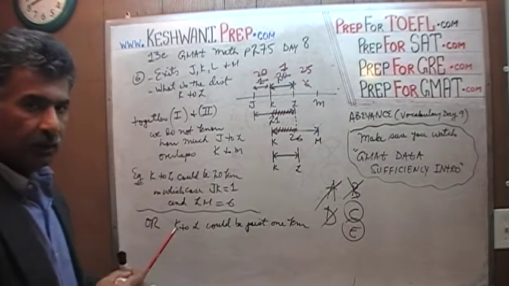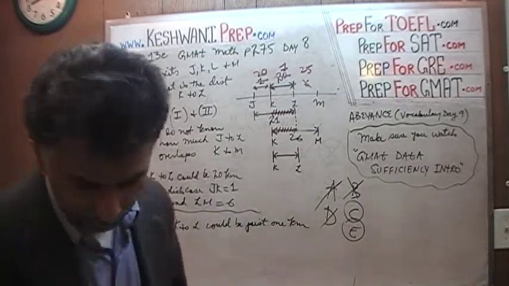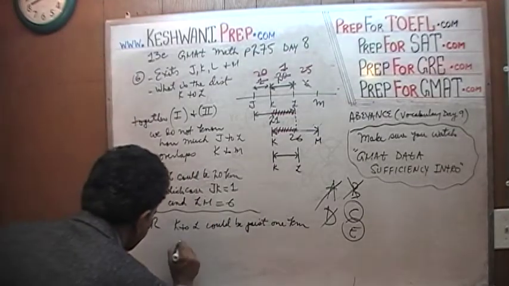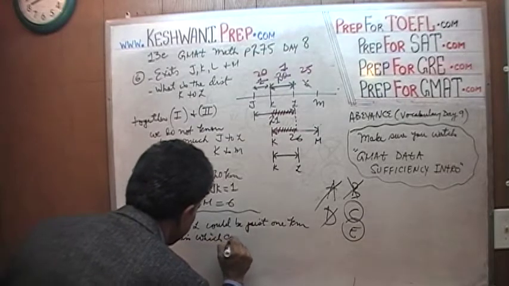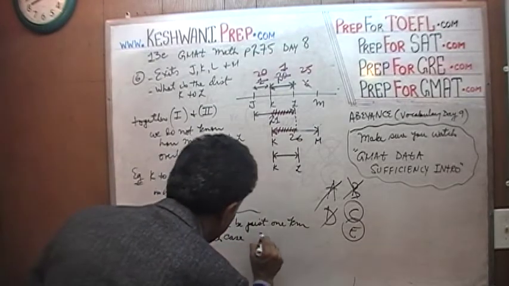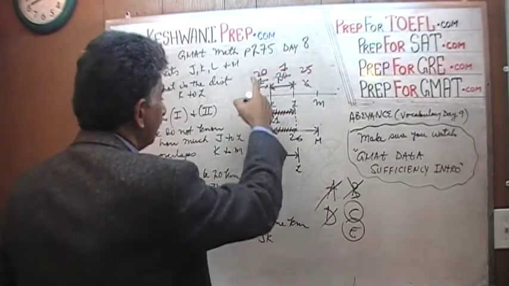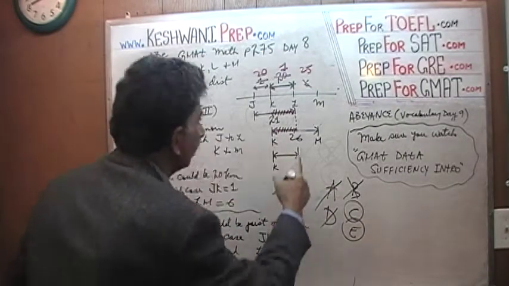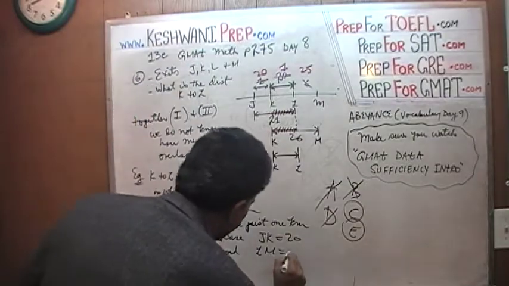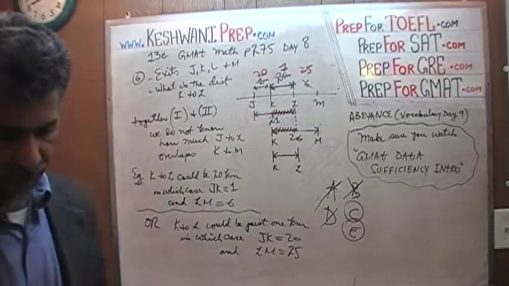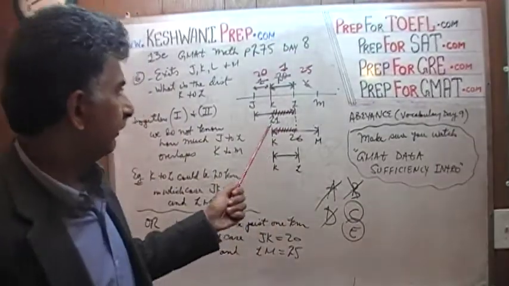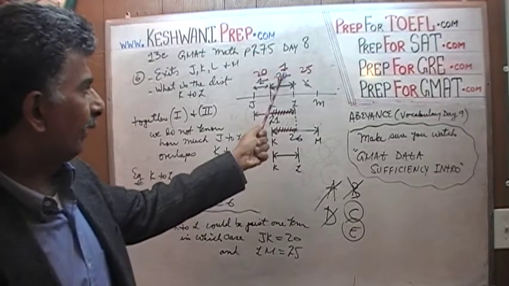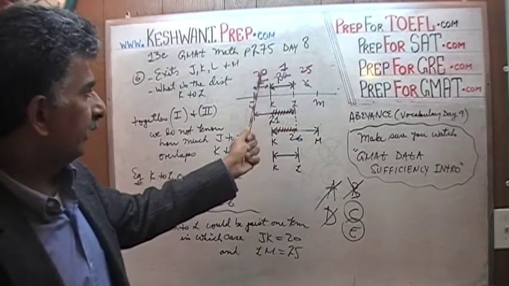As you can clearly see, we do not know how much they overlap. It could be just 1 kilometer, in which case J to K could be 20 kilometers, and L to M could be 25. And these are just two possible scenarios. In one scenario, we set it up in such a way that K to L was 20 kilometers. In the second scenario, we set it up in such a way that K to L was 1 kilometer. We switch. Instead of 1 plus 20, here we have 20 plus 1.